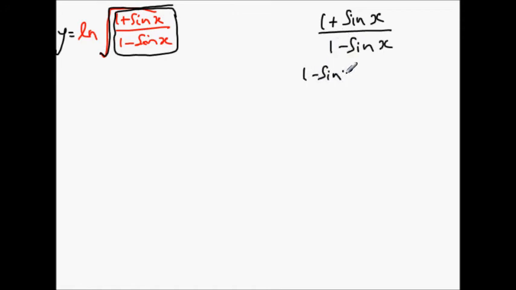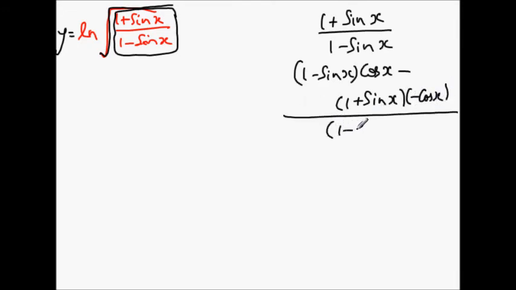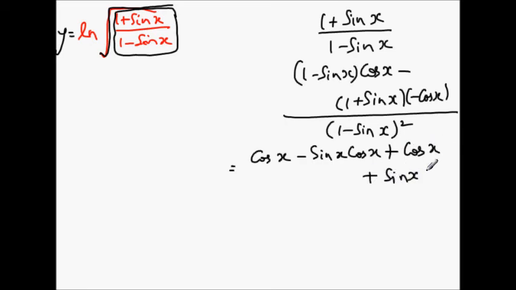Start with the denominator times the numerator's derivative, minus the numerator times the derivative of the denominator, divided by the denominator squared. Again I insist, do not simplify the denominator squared, and do not simplify the denominator. So this becomes, on expanding, cos x minus sin x cos x minus or plus cos x plus sin x cos x on the numerator, and the denominator stays as it is.